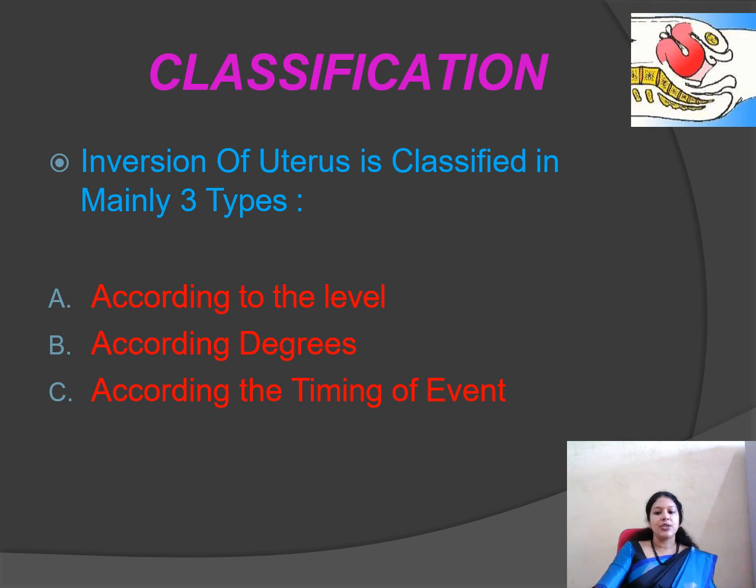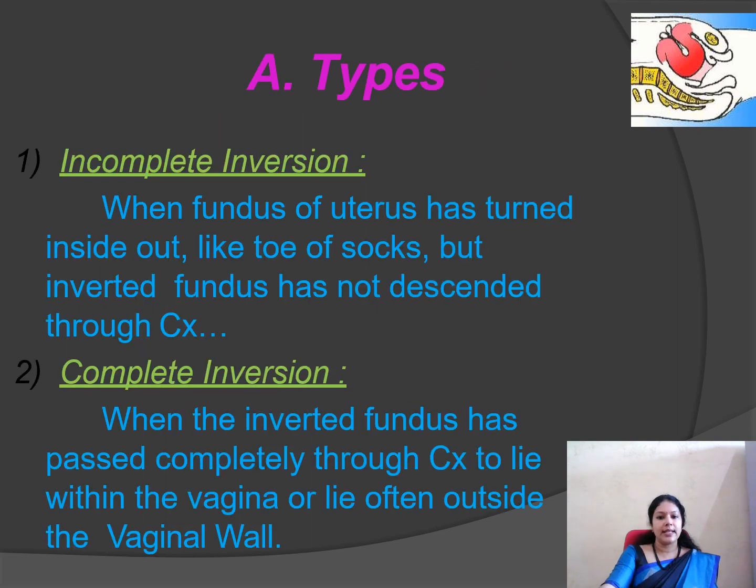Next, we can see the classification of uterine inversion. It is classified into three types according to the level of inversion, according to the degree of inversion, and according to the timing or event of inversion. Now we are going to see the classification according to the level. First one is incomplete inversion and second one is complete inversion.